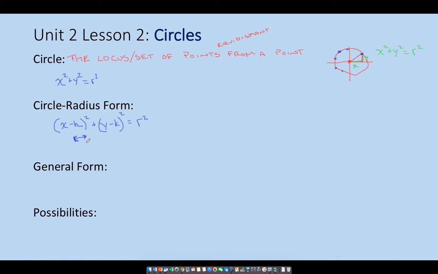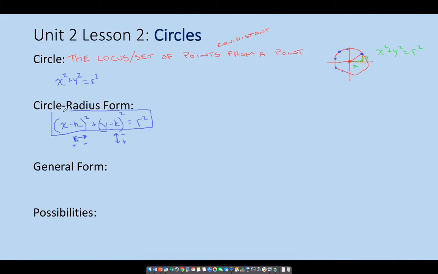Okay, if my number is positive, it moves it to the left. If it's negative, it moves it to the right. And the k value moves it up and down with the y. And if it's positive, it moves it down. If it's negative, it moves it up. So it's the opposite of what you would kind of expect it to be. And that's reflected here. If my h value is positive, it's going to be x minus a positive, which means it's going left.